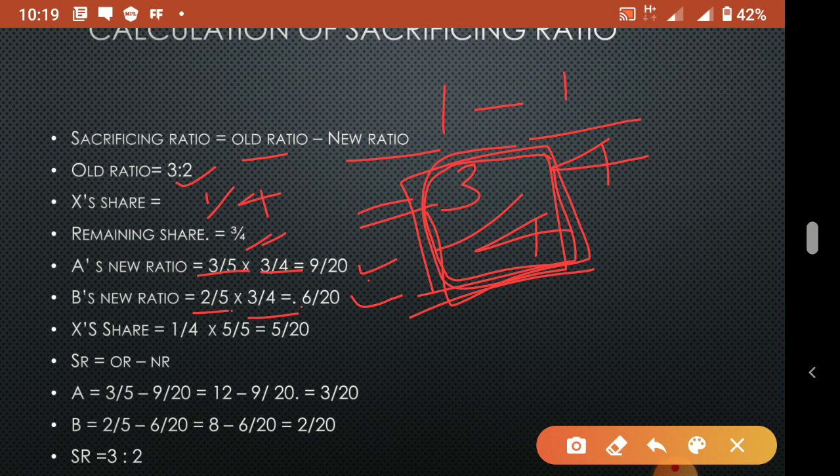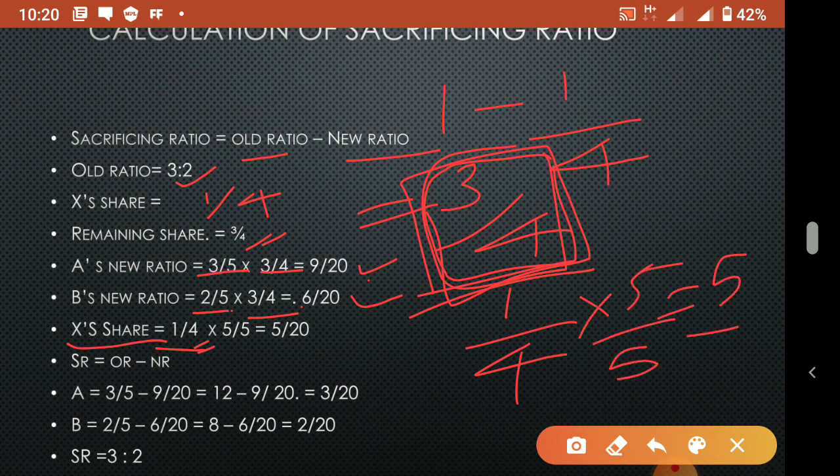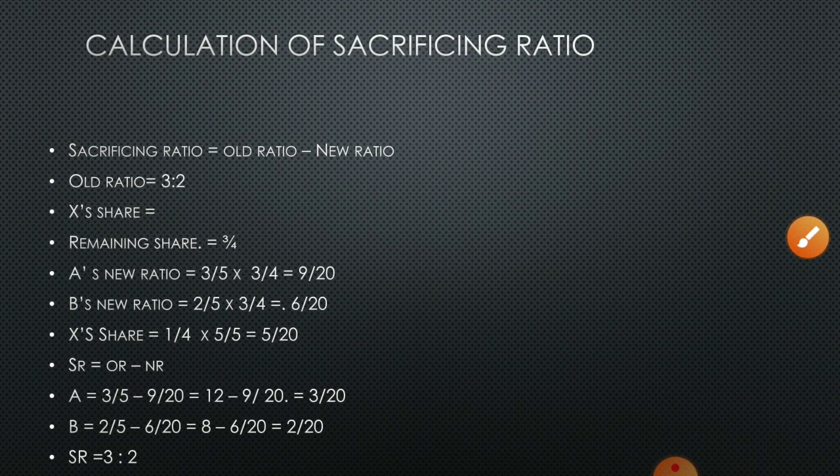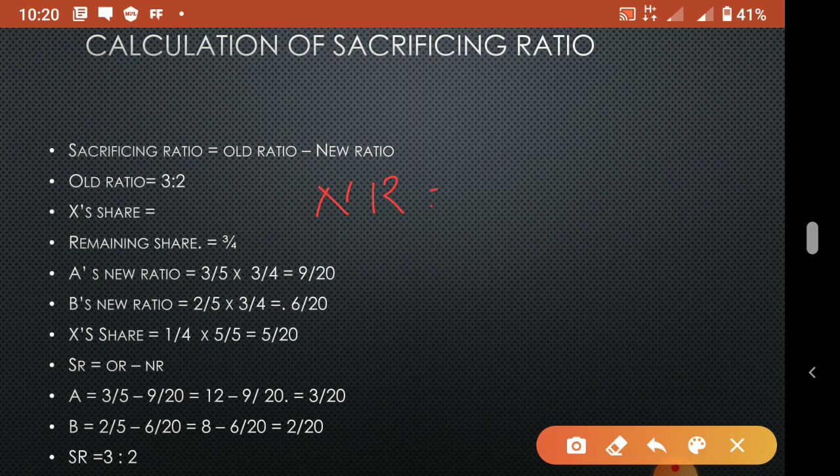Now X also, we have to equalize the denominator. X's share is 1/4, and the new denominator is 20. So 4 into 5, 5/5. 1/4 into 5/5 will be 5/20. Okay, so this is the new ratio of X. So we can say the new ratio is 9:6:5. This is the new ratio.